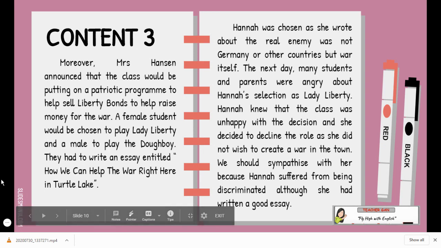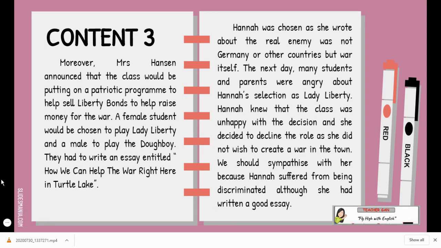Now, let's move on to content 3. Moreover, Mrs. Hanson announced that the class would be putting on a patriotic program to help sell Liberty bonds to help raise money for the war. A female student would be chosen to play Lady Liberty and a male to play the doughboy. They had to write an essay entitled How We Can Help the War Right Here in Turtle Lake. Hannah was chosen as Lady Liberty because she wrote that the real enemy was not Germany or other countries but war itself. The next day, many students and parents were angry about Hannah's selection as Lady Liberty.